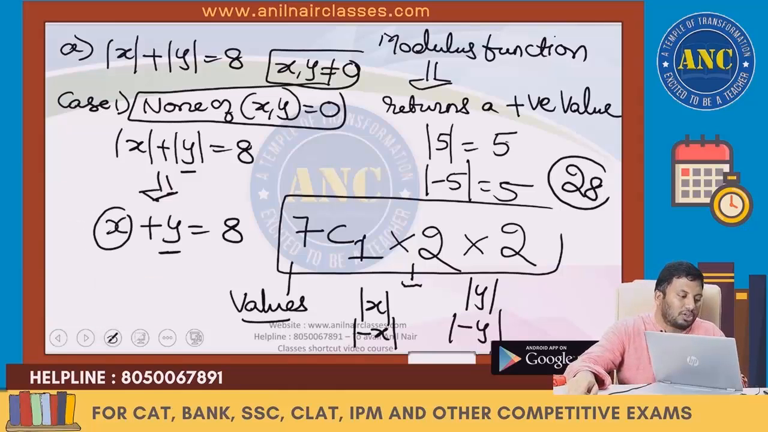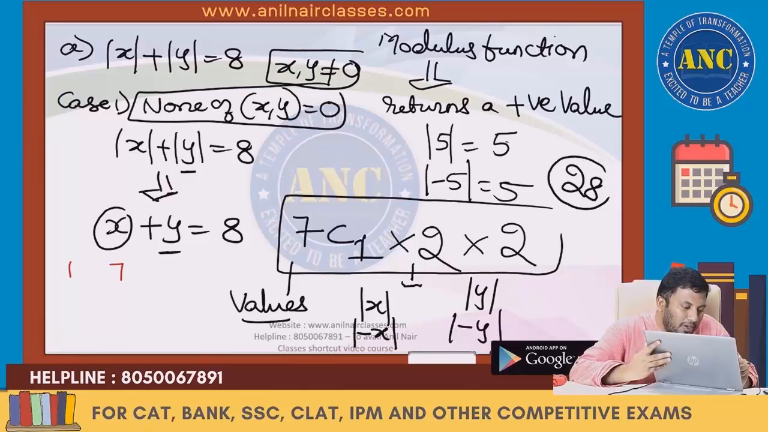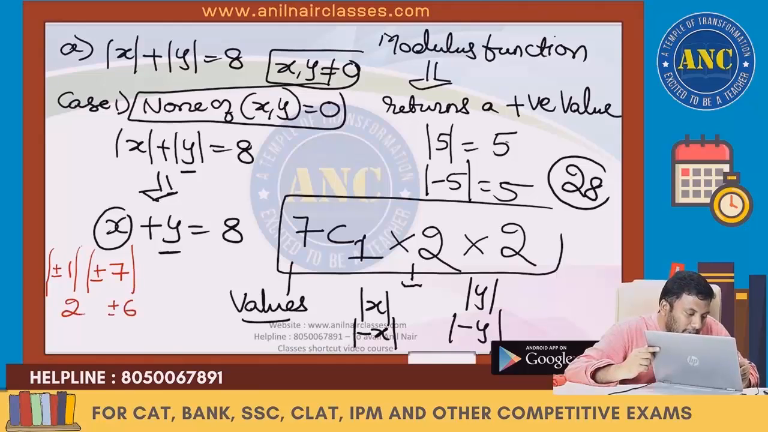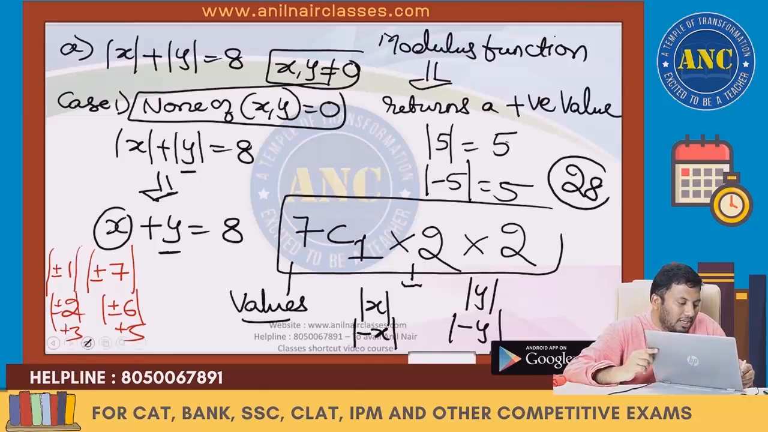In case you want to know what those values are, 1 plus 7 is 8. Plus or minus 1, plus or minus 7. Put modulus, 4 cases I will get. 1 plus 7 is 8. 1 plus mod of minus 7 is 7 plus 1, 8. 2 and 6, 8. Plus or minus. Similarly, 3 and 5. Plus or minus. 4 and 4. Plus or minus. And so on.